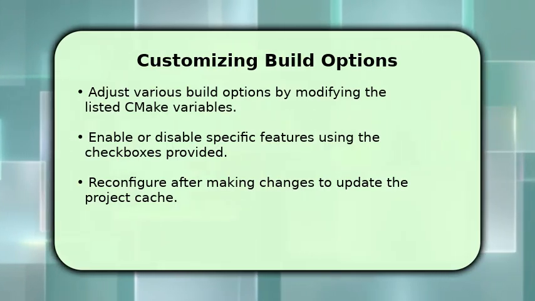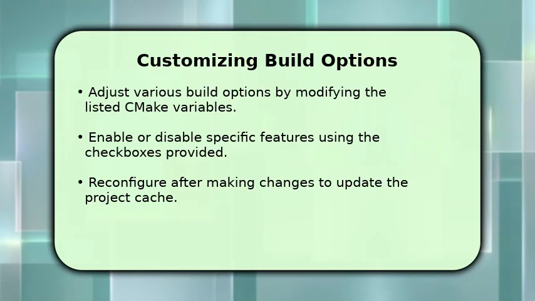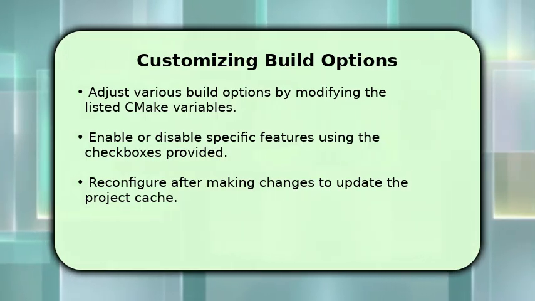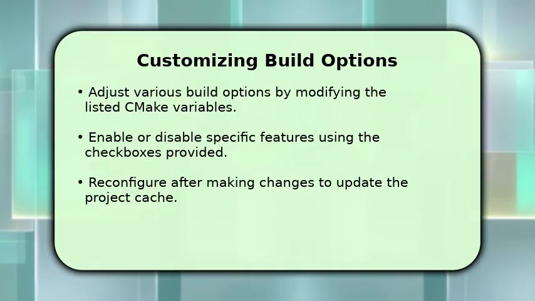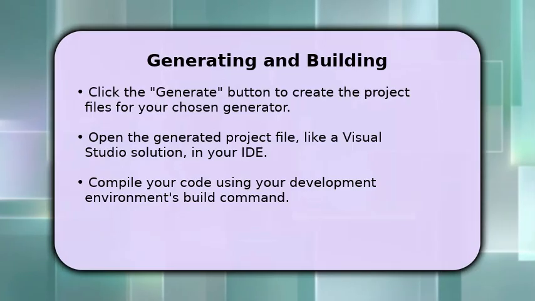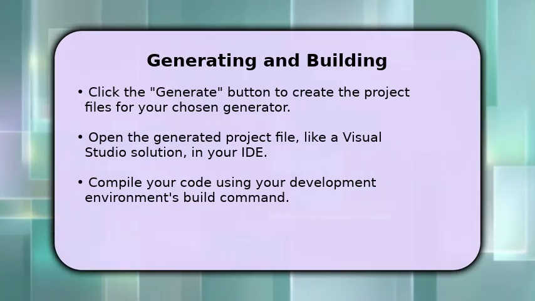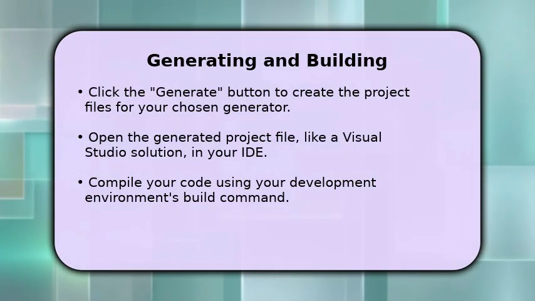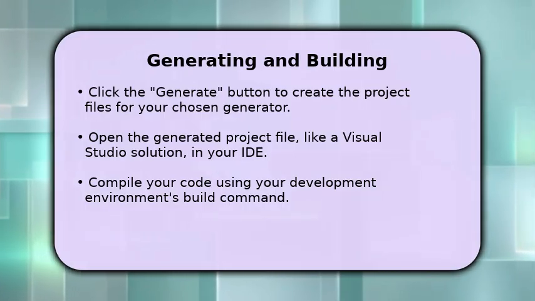After making any changes, always click Configure again. This step ensures that CMake processes your modifications and updates the internal cache, preparing for the final generation. Once configuration is complete and all variables are set as desired, click the Generate button. CMake will then create the necessary project files in your specified build directory.